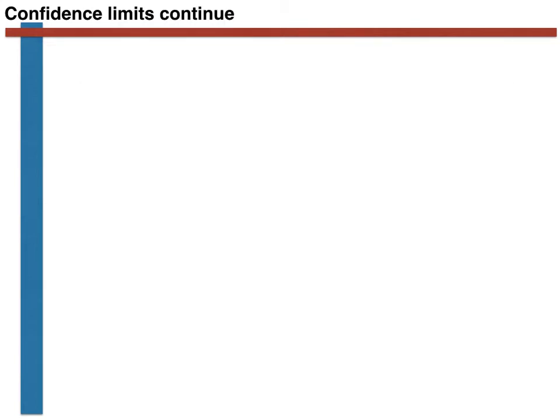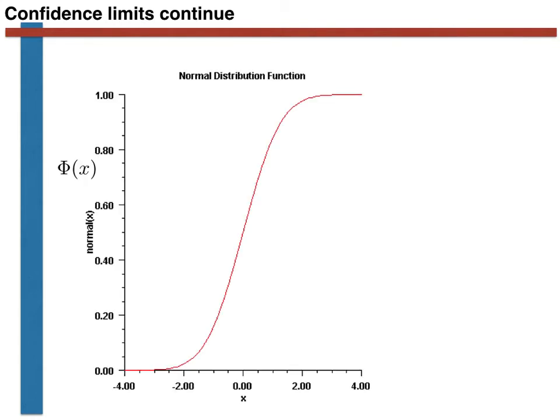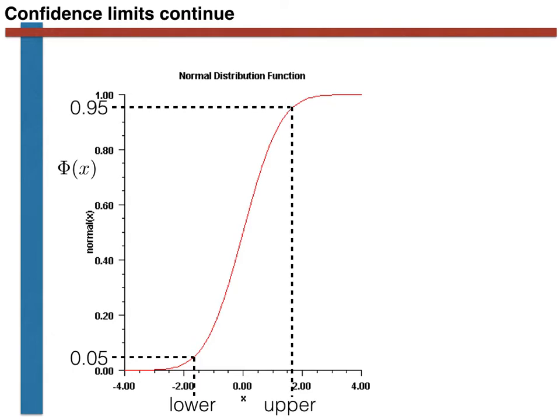The way that these confidence limits are determined in practice involves using the cumulative probability distribution function for the normal distribution once more. If lower is set to the value where this function is equal to 0.05, the probability that our normal random variable takes a value that is less than lower is 5%. Similarly, if upper is set to the value where this function is equal to 0.95, then the probability that the random variable takes a value that is larger than upper is 5%.